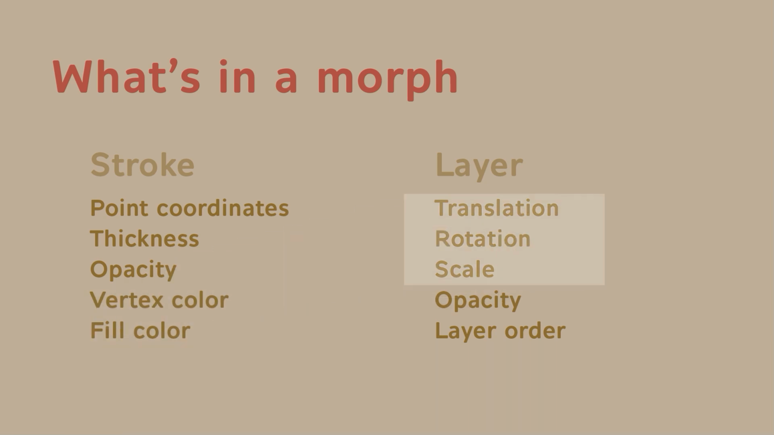And for the layers, we have seen that you can morph all the transformations, so translation, rotation and scale. We have morphed the opacity, and we haven't seen it yet. I'll show it in a bit. You can morph a layer order. So this is why I chose the term morph target and not shape keys, as they are called in the 3D counterpart of Blender. A morph target stores a lot more than just the shape of your strokes.